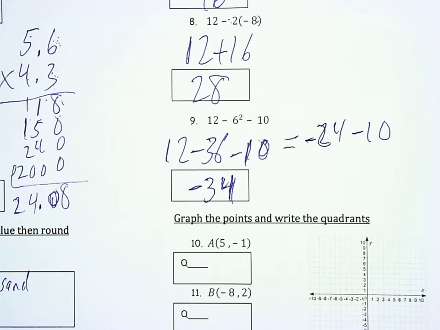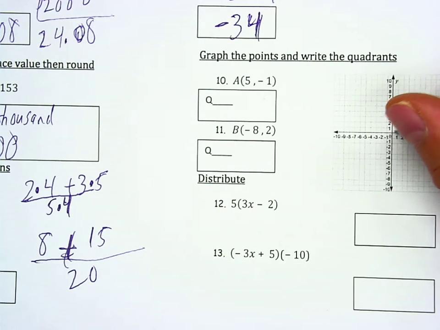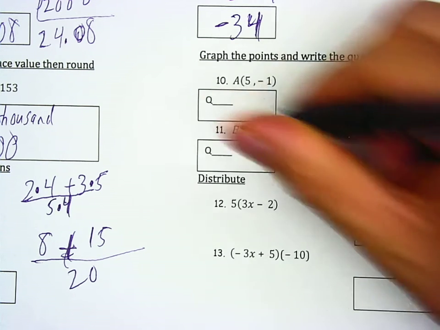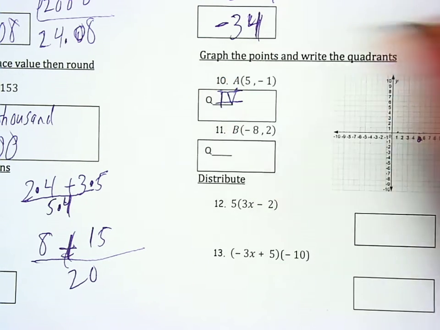All right, question 10. Graph the points, identify the quadrants. So this is right 5, point A, right 5 from the center. So right 5 and down 1. Bam, there it is. That is in quadrant 4. Quadrant 4. You can use the Roman numeral for 4, which is IV, or the number 4.